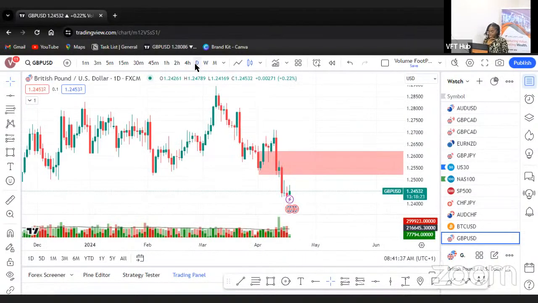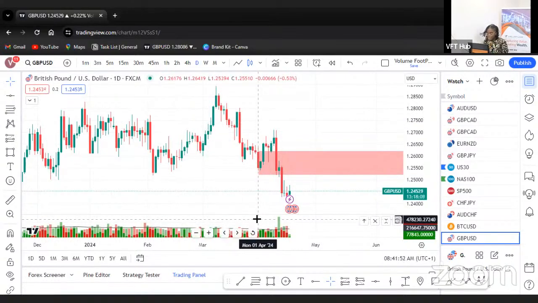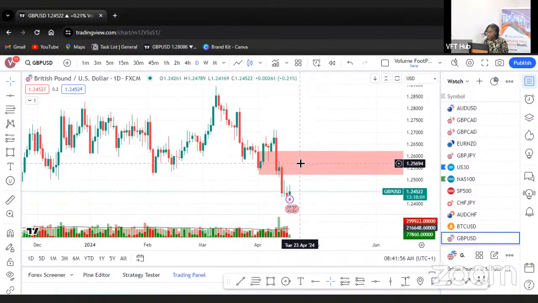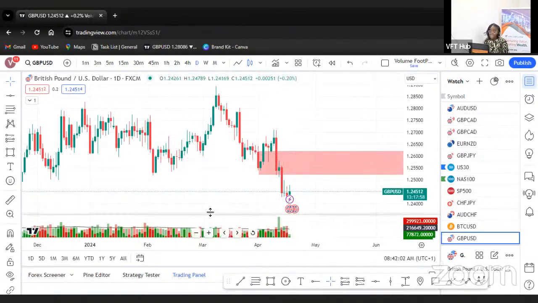And down to our daily time frame too, you can see that price is bearish. It was caught up in the consolidation for a while, broke out of it, and continued itself to the downside. For this week, I'm expecting a retracement. Probably price will retrace into this region to continue itself to the downside.